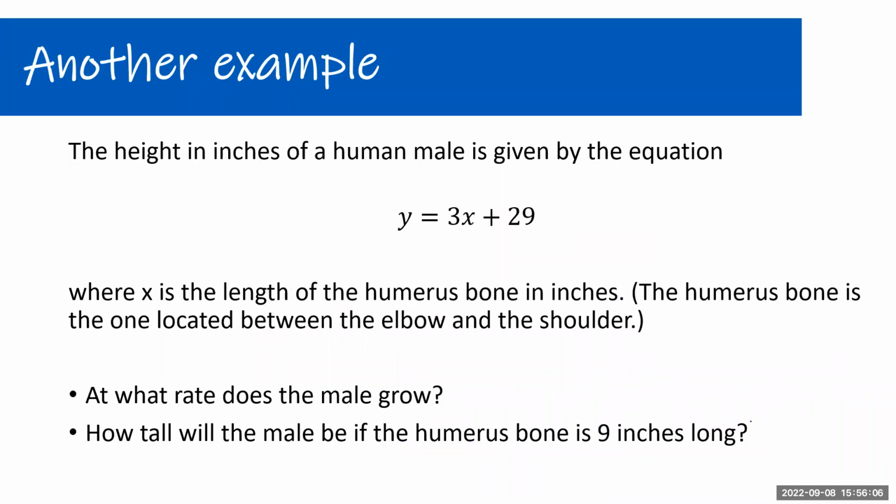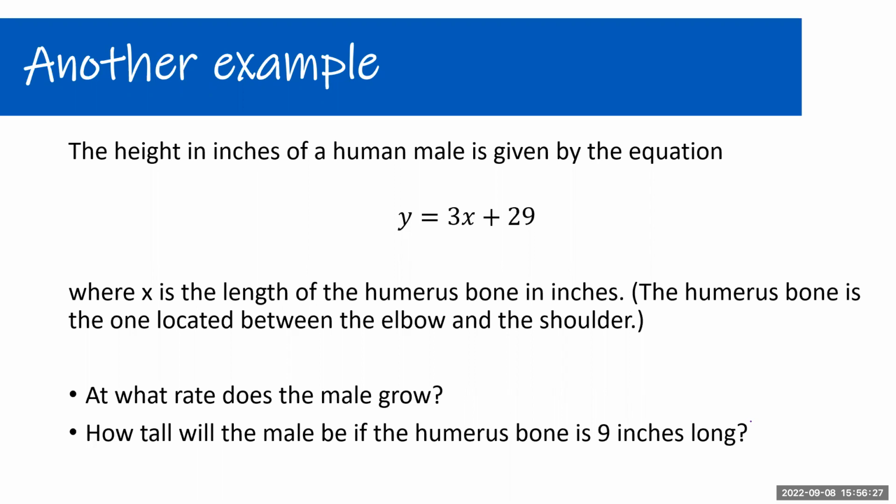Let's look at another example. The height in inches of a human male is given by this equation: Y equals 3x plus 29. X here is the length of the humerus bone. Okay, the humerus bone is that one that's between your elbow and your shoulder. Everybody's seen the skeleton jokes that you find this humerus. I should have put that in the slides.